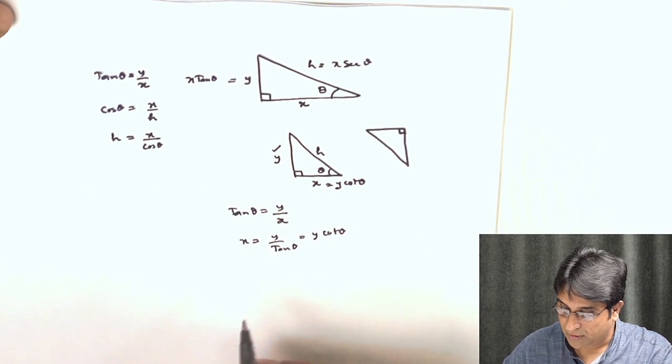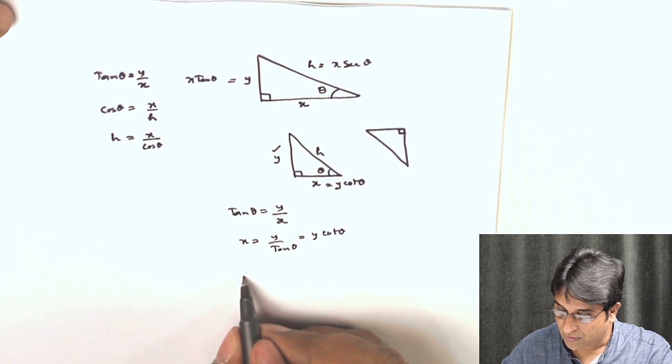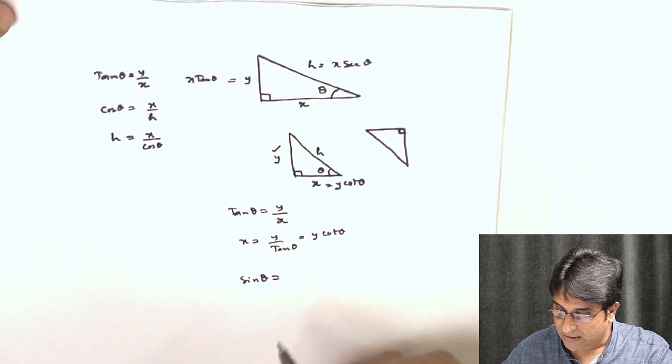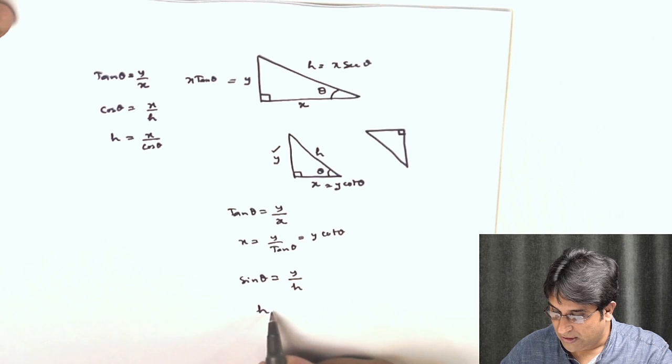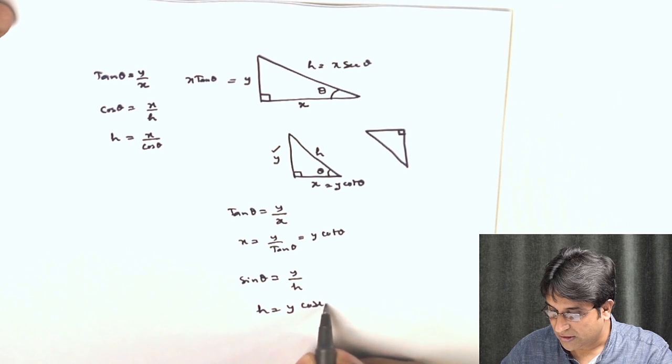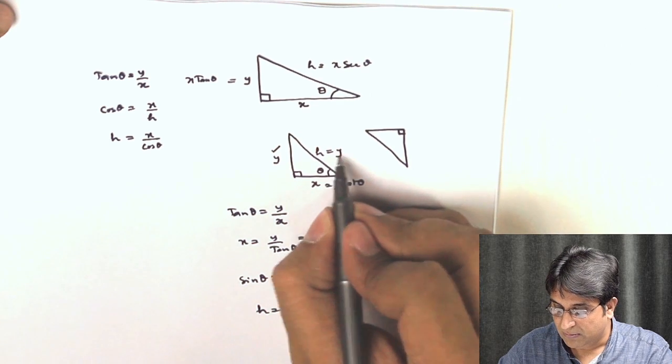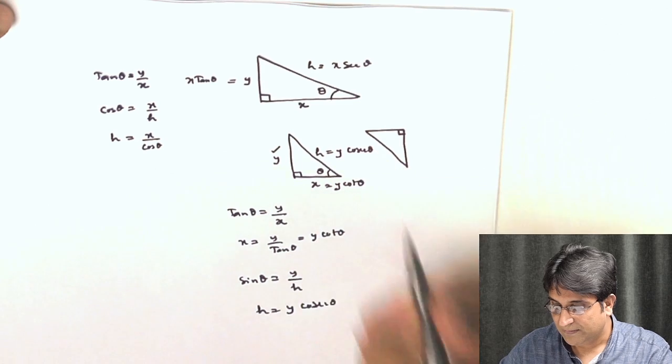Now if you have to find hypotenuse, you already know opposite, so use sin theta. Sin theta will be what? Opposite by hypotenuse. So h will be y cosec theta. This will be y cosec theta.